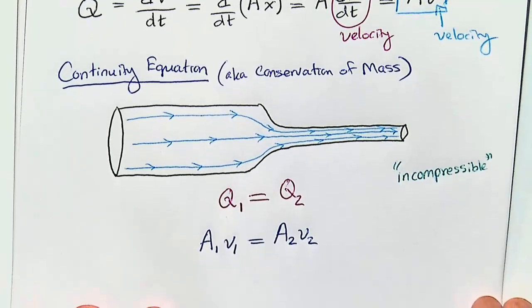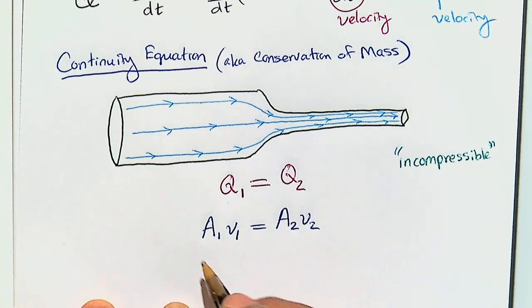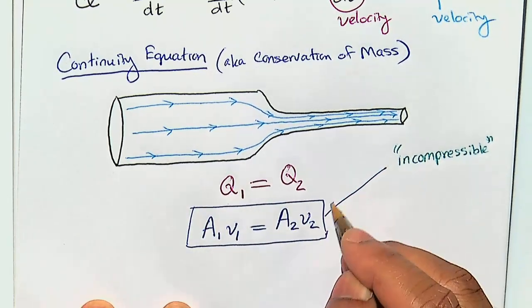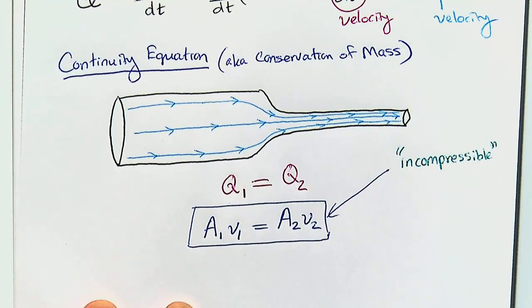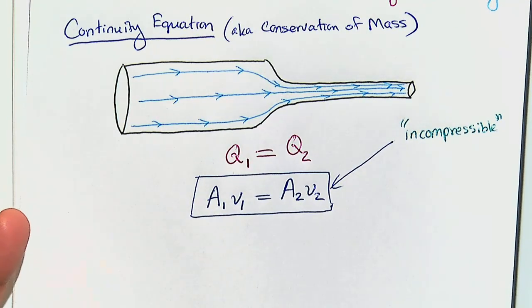Now, you can generalize this idea. Of course, this relationship works for incompressible flow, okay? But like I said, it doesn't really work well for air, but maybe you want to deal with air. Maybe that's what you want to consider.